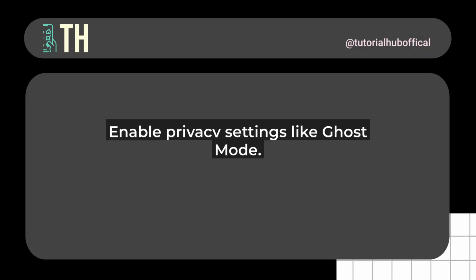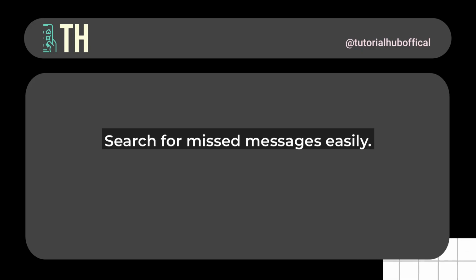Pro tip: if you want to reply, just hold down on the message for options like emojis or voice notes. And remember, privacy is key. Enable Ghost Mode in settings to control who sees your activity. If you accidentally miss a message, use the search bar at the top to find it quickly.